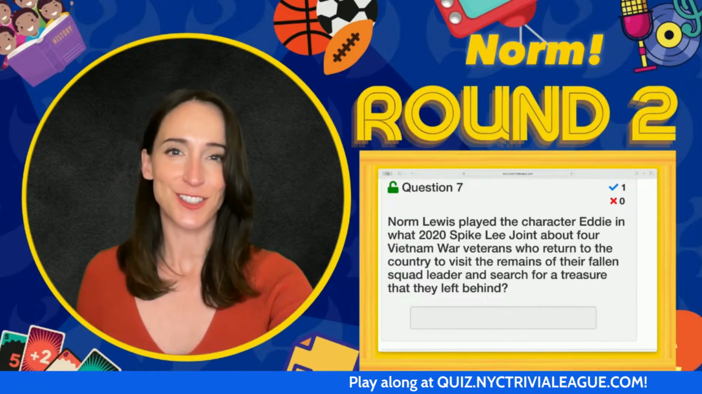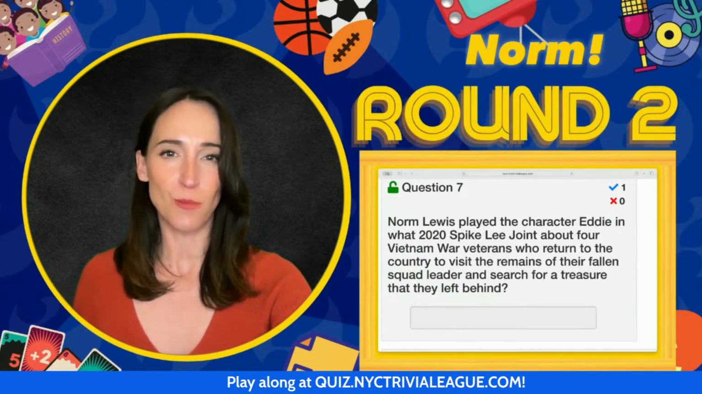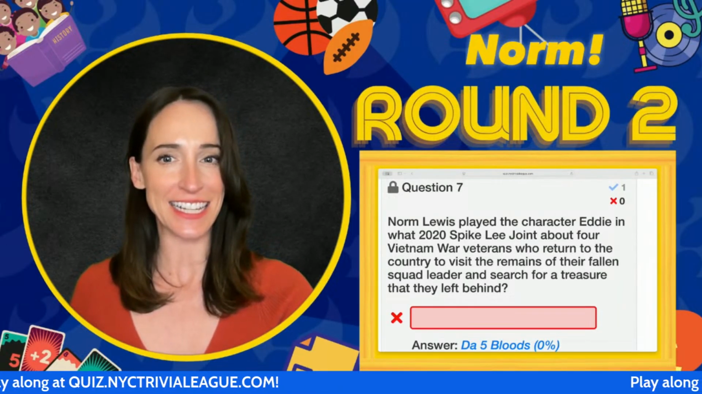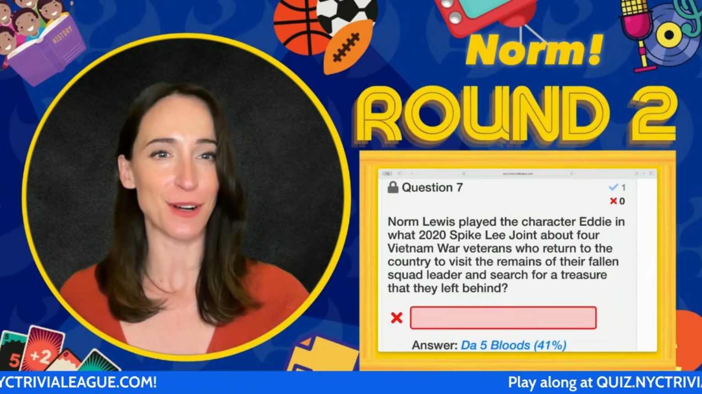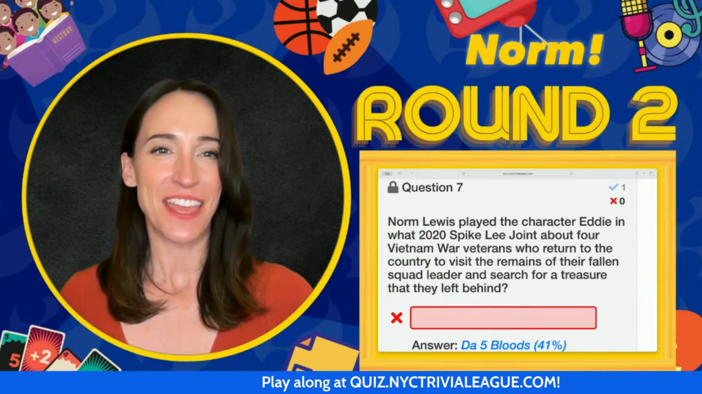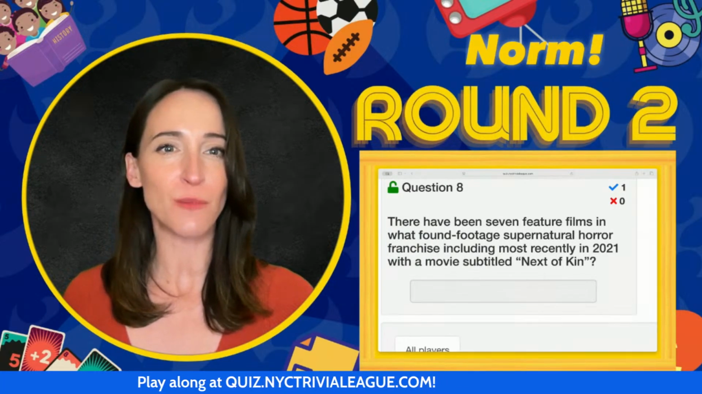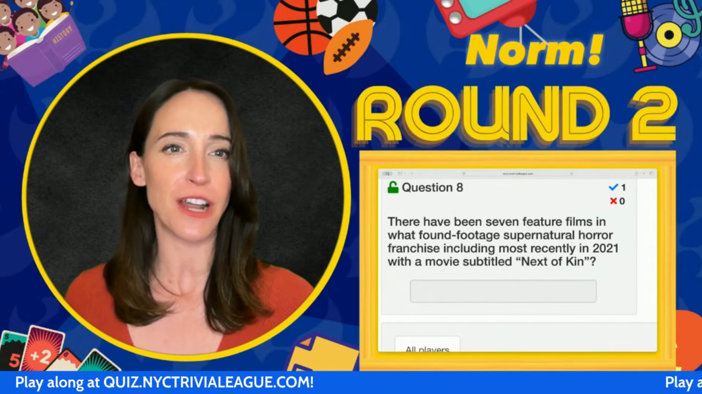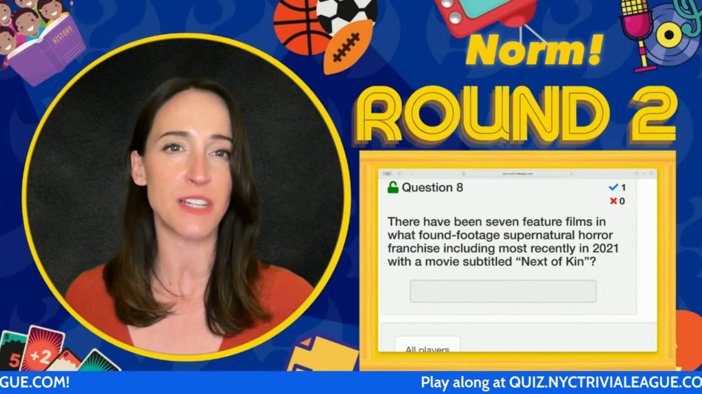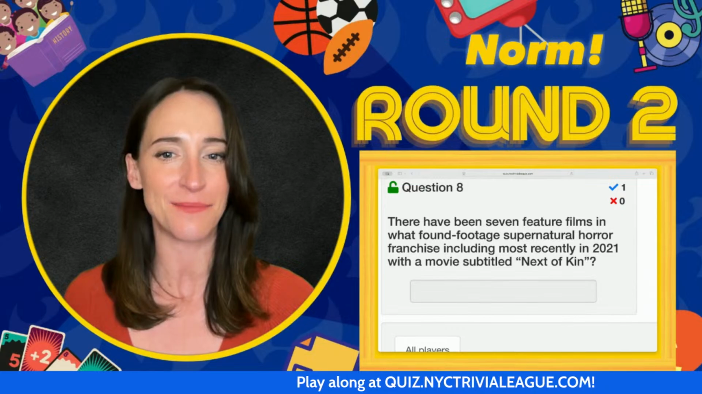Your correct answer for number 7, Norm Lewis plays Eddie in Da 5 Bloods. Question number 8. There have been 7 feature films in what found footage supernatural horror franchise, including most recently in 2021 with a movie subtitled Next of Kin?